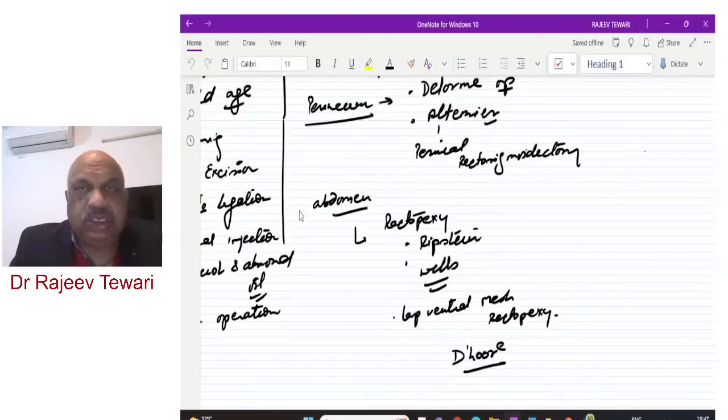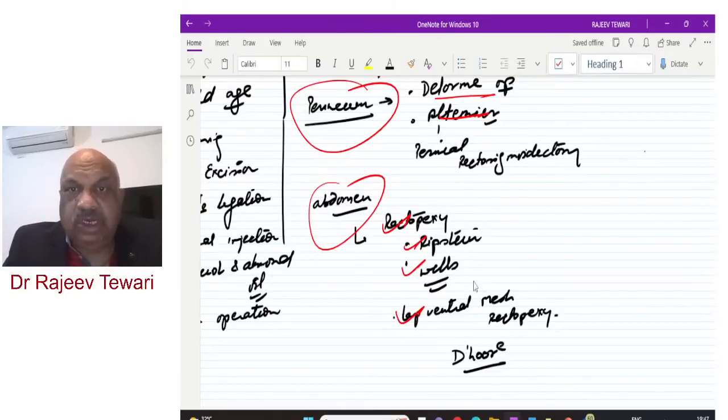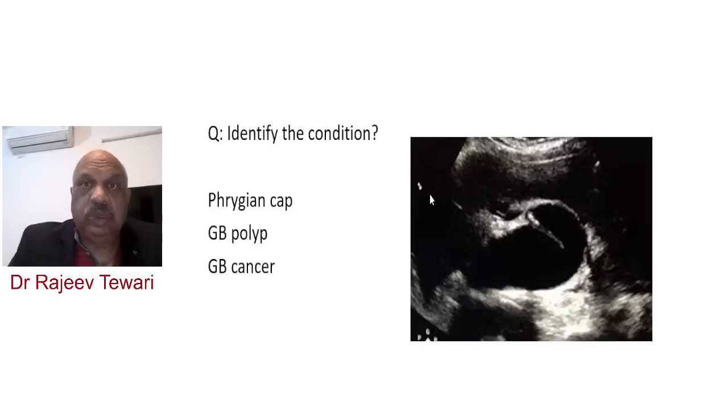This is from my lecture, when I showed you the images also in lecture, in the regular batch. Delorme, Altemeier, Thiersch, these are the perineal approaches. And for the abdomen: rectopexy, Wells, which is Ripstein, and D'Hoore, which is laparoscopic ventral mesh rectopexy. All these surgeries we have discussed in the regular batch, and I showed you the images also.